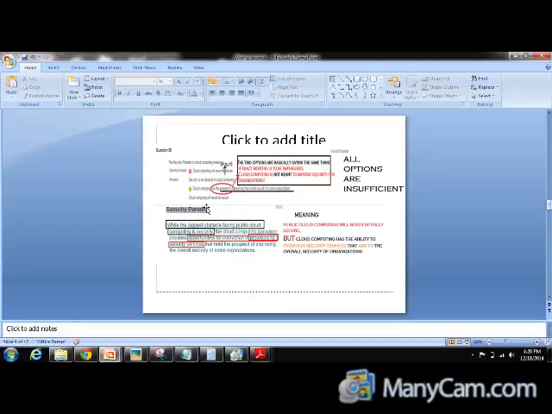Now paradox, what is a paradox? It is two conflicting statements. None of the options are putting two conflicting statements. They are just putting a part of the statement, and both the parts are insufficiently put.